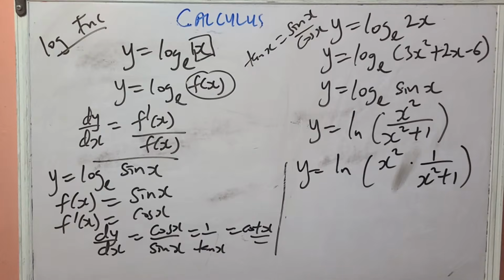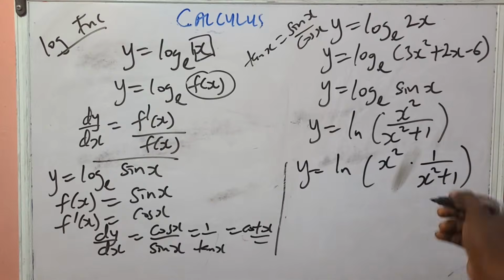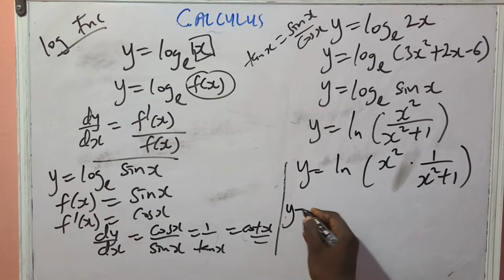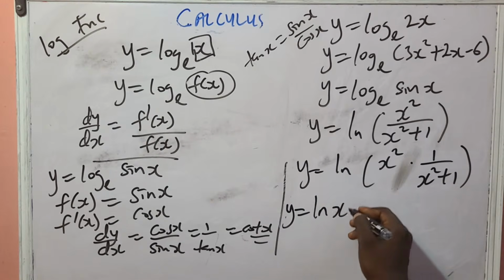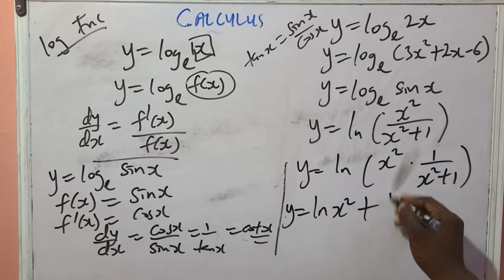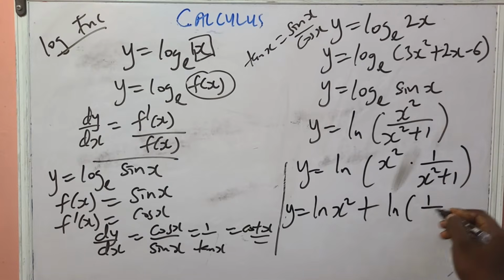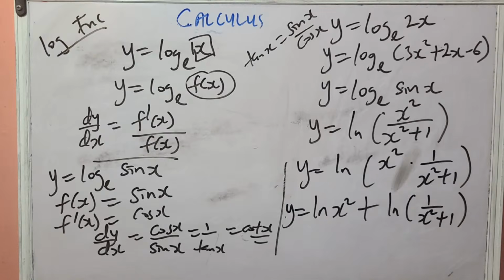Now, if you have this, there's a law in logarithm that tells you what to do in a case like this. What does the law say? The law says that when you have a situation like this, you are supposed to add them together. So this is the same thing as writing y equals ln x squared plus ln 1 over x squared plus 1. This is the standard logarithm law.